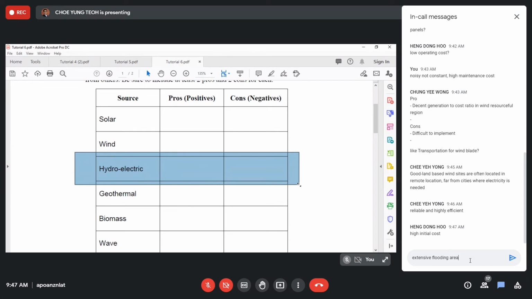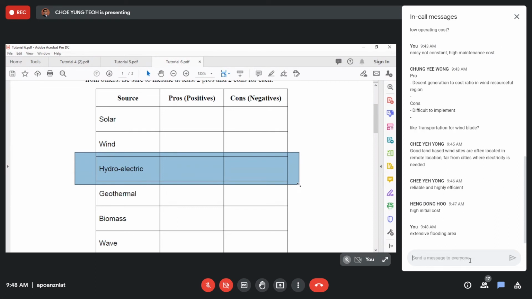High initial cost. Okay, yes, hydropower always has high initial cost, mainly to build the dam, extensive flooding area at the upstream, and restriction of the water level at the downstream. So you affect the farmer, you affect the fish or ecosystem, the river ecosystem. Okay, and danger of dam collapse. And what else?